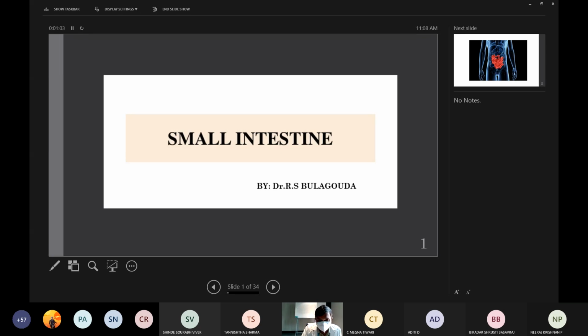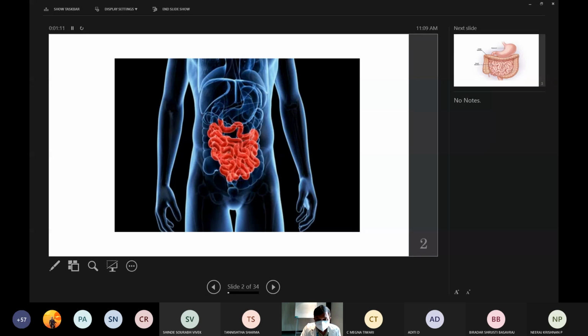Okay. Today's topic is the small intestine. This is the location of the small intestine in the abdominal cavity. It is located in the abdominal cavity below the stomach. The small intestine is a part of the gastrointestinal tract, GIT. It is a tubular structure.